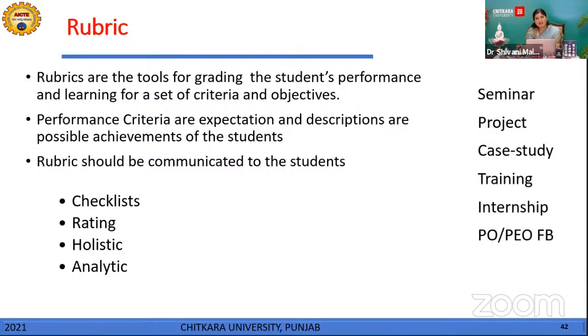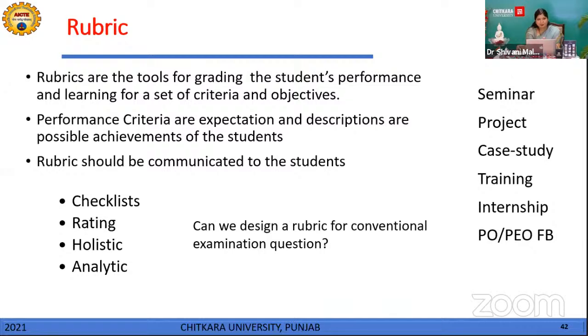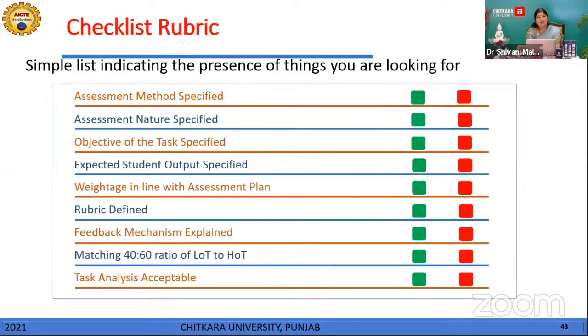All these rubrics may be used for all sorts of assessment tools: for seminars, for projects, for case studies, for trainings, for internships, and say even for the PO-CO feedbacks. Now, there comes a question: can we design a rubric for conventional examination questions? Yes, we can make a rubric for any assessment tool which we expose to the student for which he is tested. Now, this one is a checklist rubric.